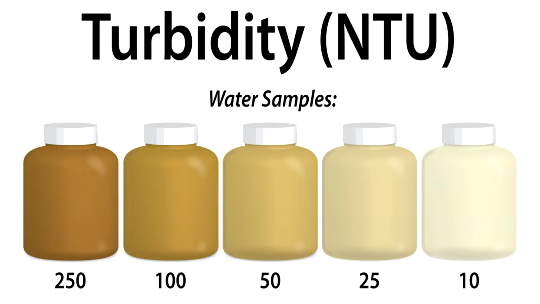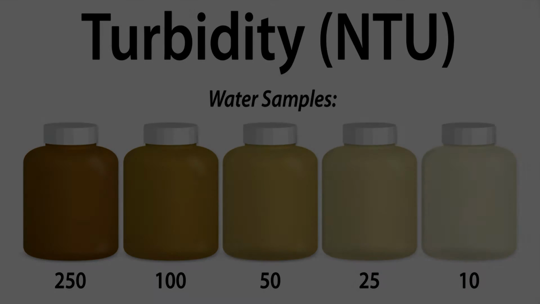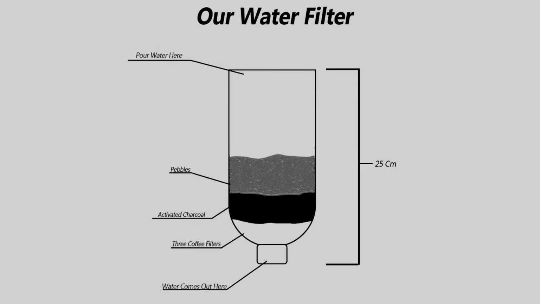Turbidity is a measure of the degree to which the water loses its transparency due to the presence of suspended particles. This affects the water since the higher the turbidity, the more suspended particles in the water, making the water dirtier. We created a filter to remove these contaminants to make the lake water drinkable.